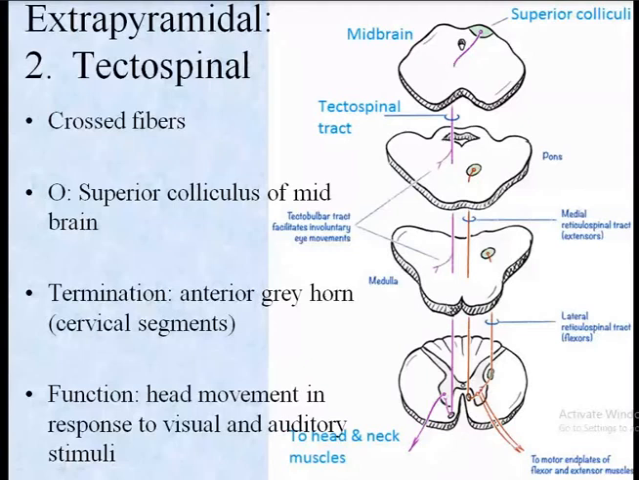Here also, the termination site for all the descending tracts is obviously the anterior horn of the spinal cord, or the neurons present within the anterior horn, or ventral horn, of the gray matter of the spinal cord. So termination here is the anterior gray horn. And this tectospinal tract descends only up to the cervical segment of the spinal cord, not below that.